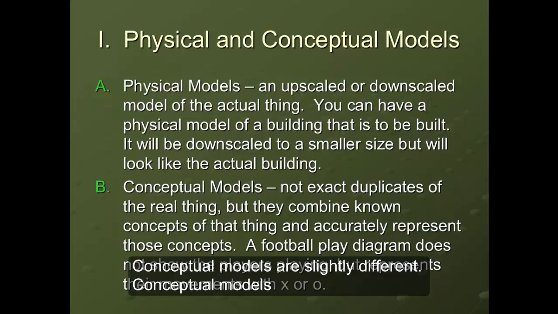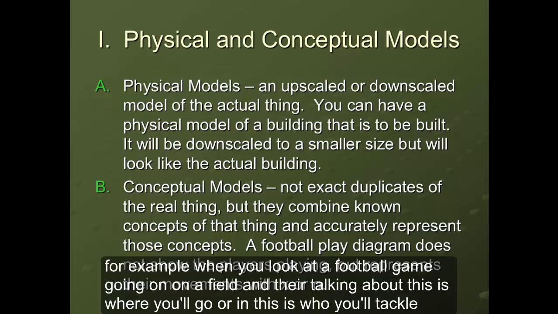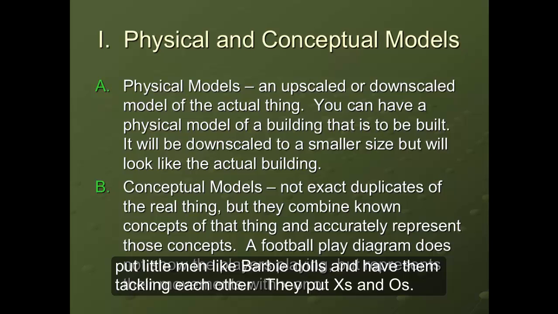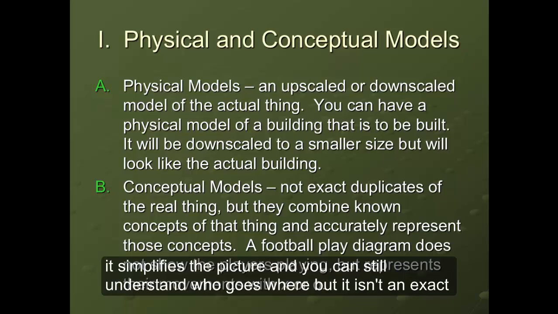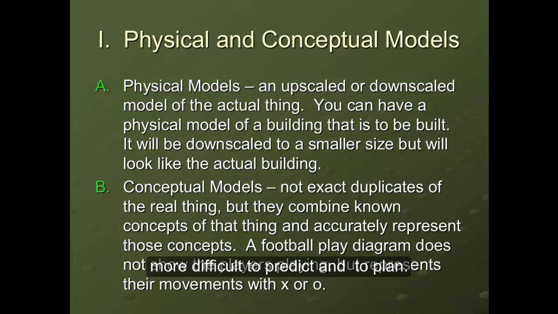Conceptual models are slightly different. Conceptual models aren't duplicates of the real thing, but they have parts of it that help you understand what's going on. So, for example, when you look at a football game going on a field and they're talking about this is where you'll go, or this is who you'll tackle, they don't put little men like Barbie dolls and have them tackling each other. They put X's and O's. It simplifies the picture, and you can still understand who goes where, but it isn't an exact replication of what's going to actually take place, which would be a lot more difficult to predict and to plan.